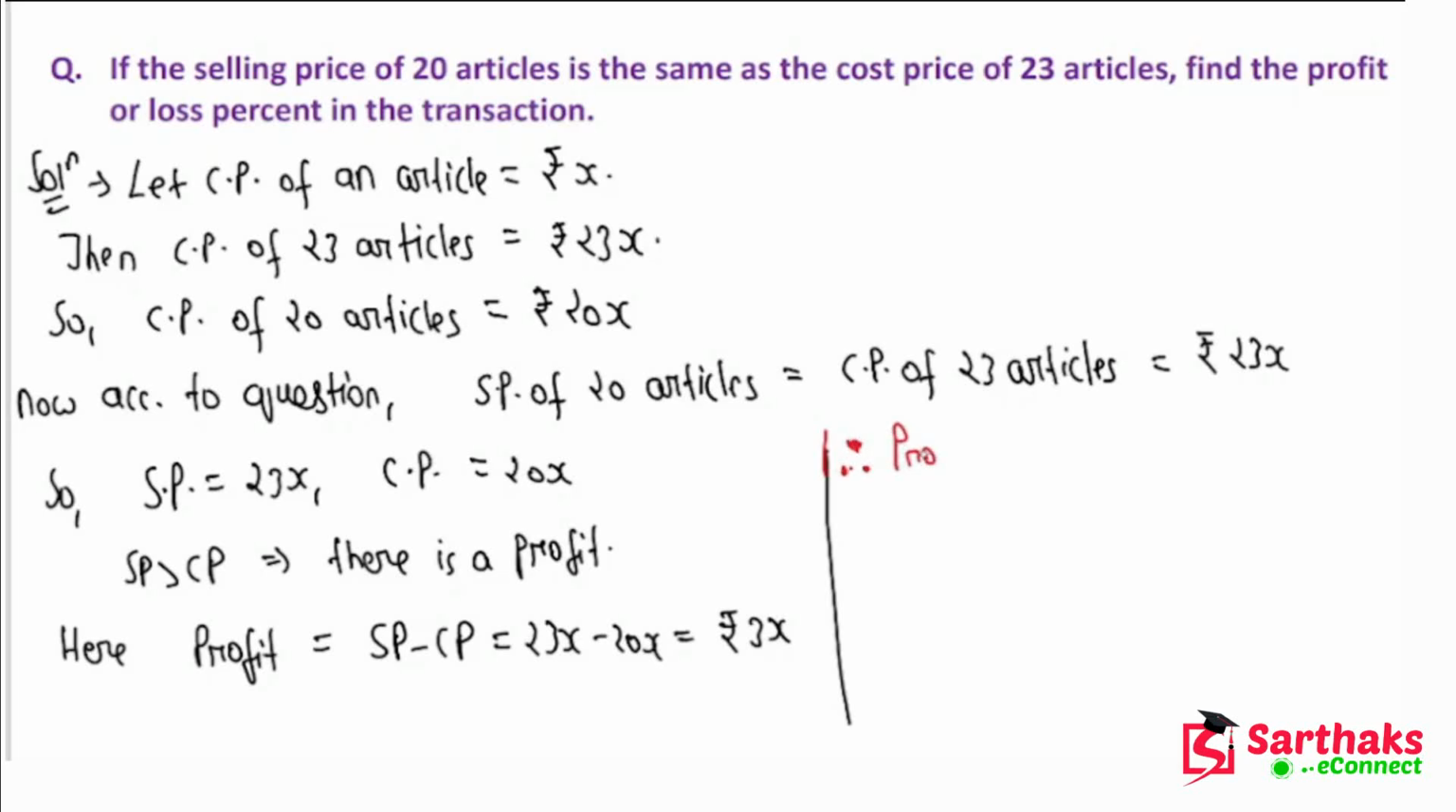Therefore, profit percent would be profit, that is 3x, whole upon cost price, which is 20x, into 100%. If we cancel them out, then x will get cancelled and 20 will cancel 5 times, so profit percent is 15%. Profit percent is equal to 15%. Clearly you are selling 20 articles at the price you are purchasing 23 articles, so obviously you are making a profit, right? Let us move on to the next question.